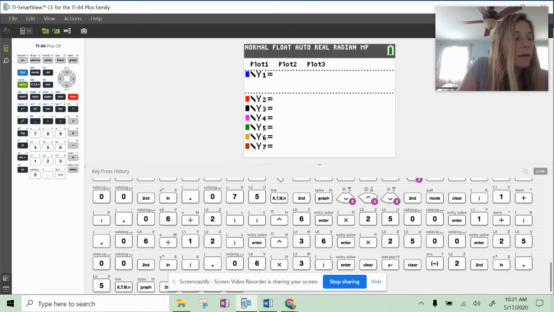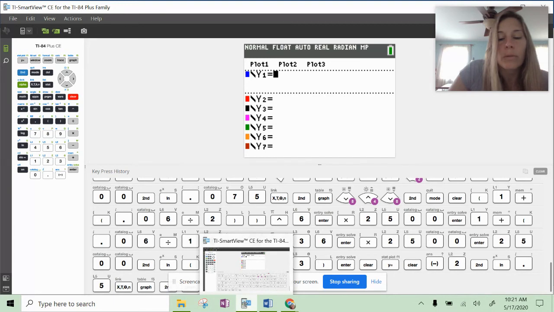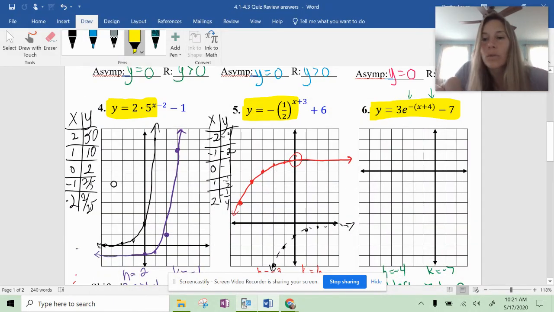So let's see, for some reason my paper is not showing up very well here. So we have 3e raised.